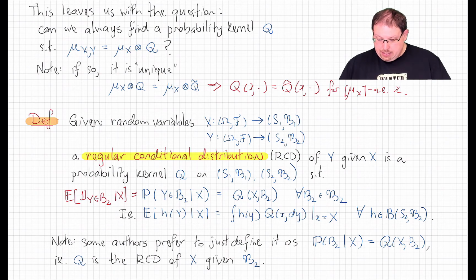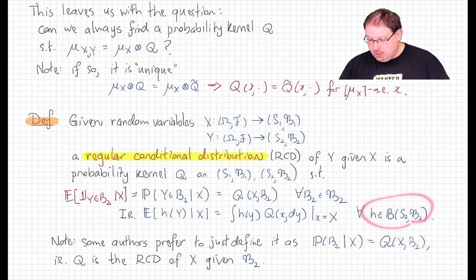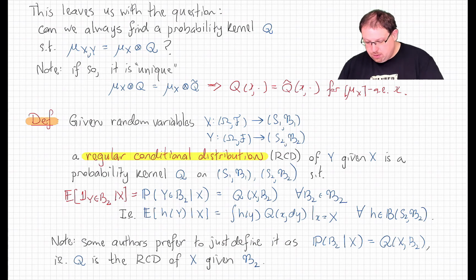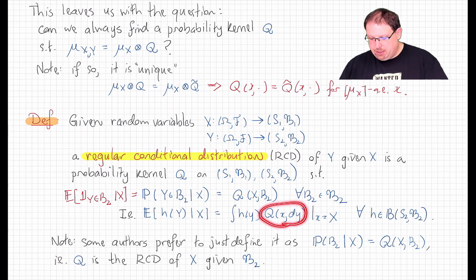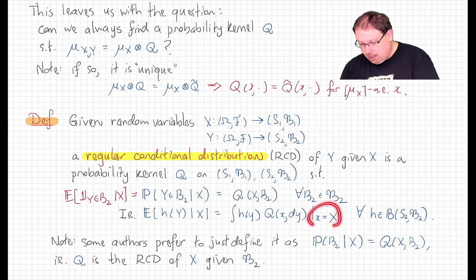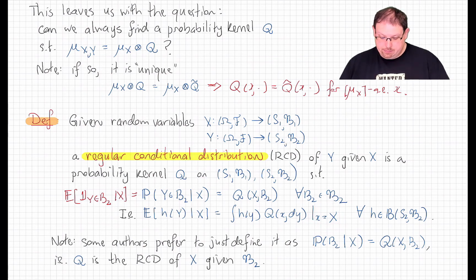So another way to say this, since this is a kind of generic bounded function a la Dynkin, is to say that if we have any bounded function h of the second state space, then the conditional expectation of that function h of Y given X can always be computed by taking the integral of that function h of y against the probability kernel Q of x, dy, leaving a function of x which you then evaluate at the random variable X.